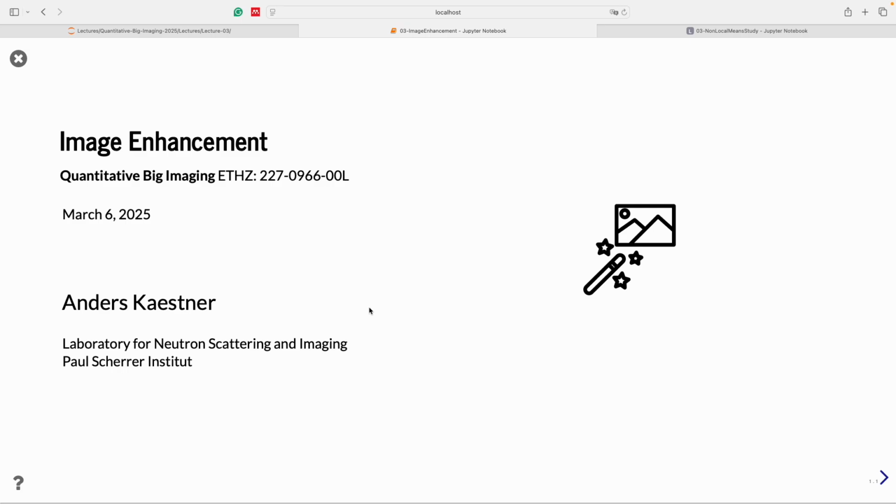So, good morning. And today I'm going to talk about filtering in different ways in order to enhance the images. This is, I would say, traditional image processing that you can also learn in image processing classes, but I want to give you an overview of different filtering types and what you can achieve with them.